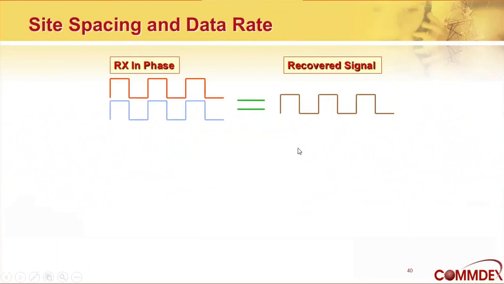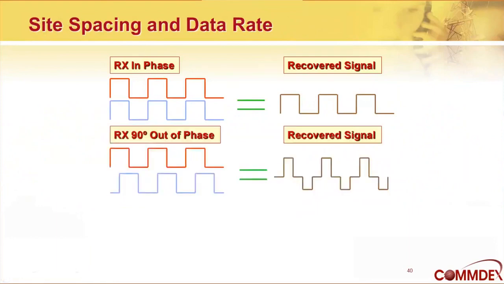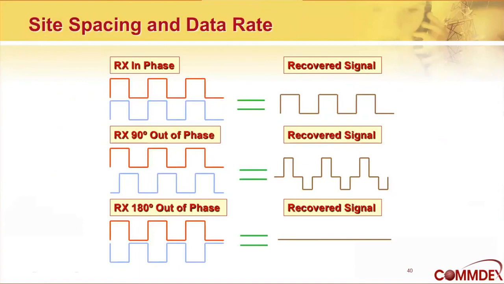So if they're in phase, you'll get a recovered signal that's in phase. If they're even 90 degrees out of phase, you start to get a corrupt signal. And if they're 180 degrees out of phase, then the signals will cancel each other and you'll get complete cancellation. And that's the worst case. So it has to do with the spacing of the sites relative to the coverage area.